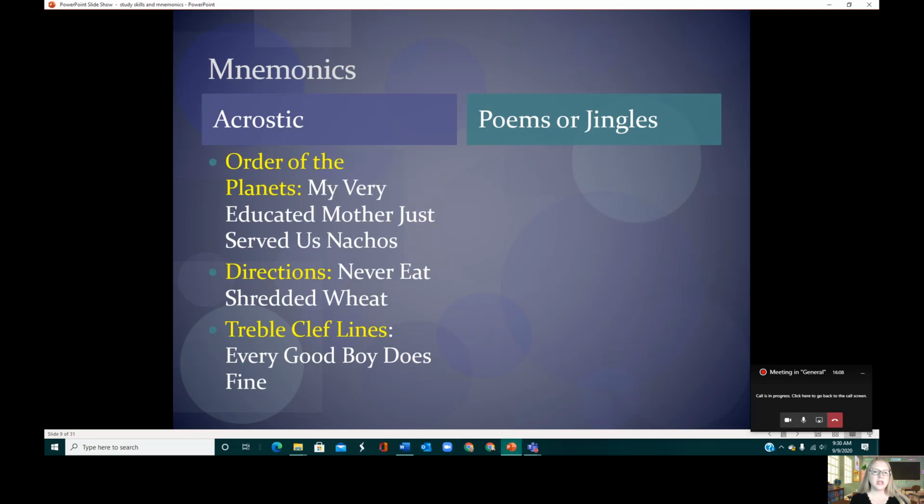Directions: never eat shredded wheat. I've heard sour worms, which is gross, so I try to do more fun ones like never eat shredded wheat. Treble clef lines for music: every good boy does fine.